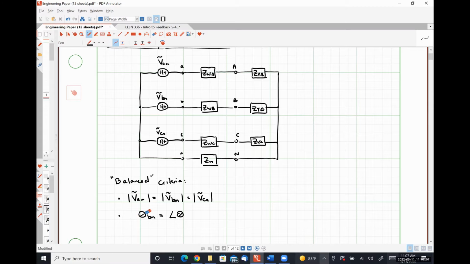I don't need that angle operator there, sorry. Theta BN must be equal to theta AN minus 120 degrees, and theta CN has to be equal to theta AN minus 240 degrees. If we were dealing with a negative, sorry.